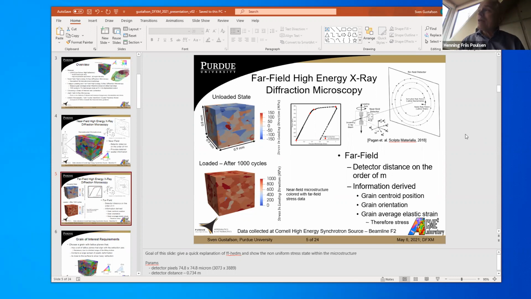Is it to have a larger volume inspected? Is it to have higher spatial resolution? Is it more strain components? What is it that we need to do to improve even further?